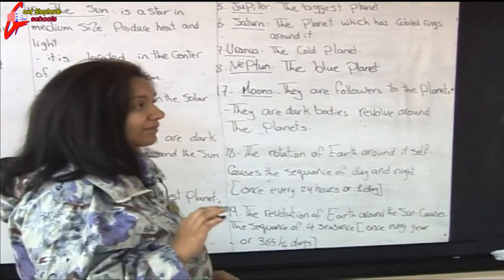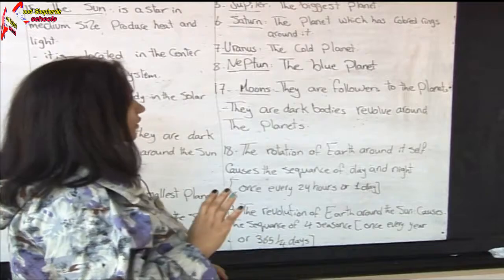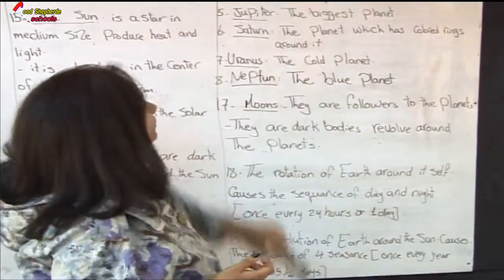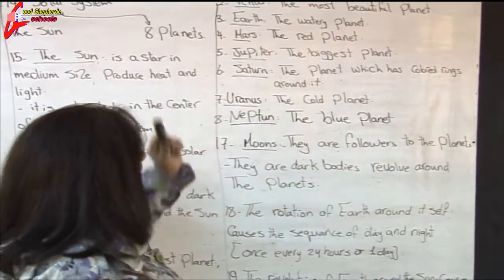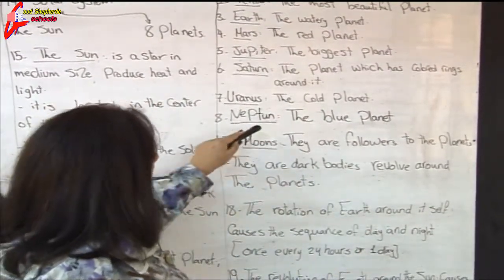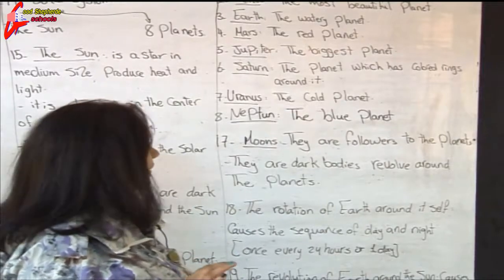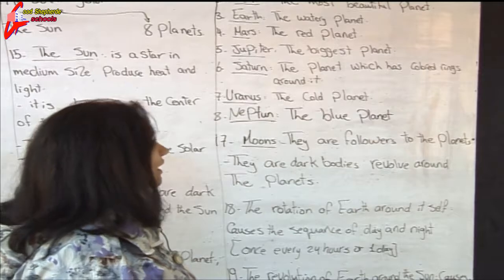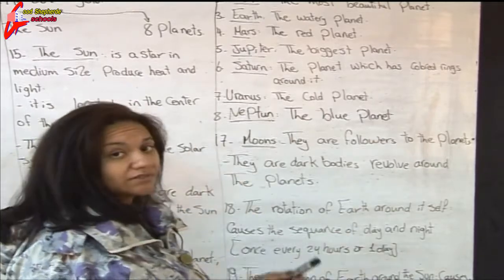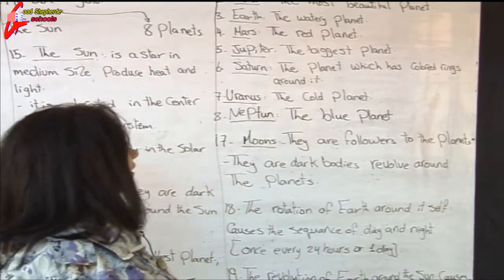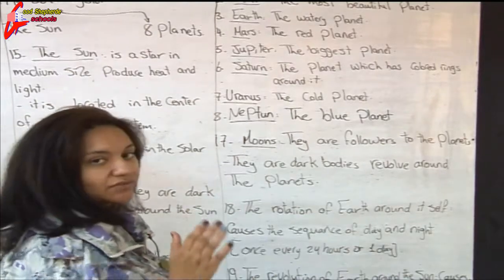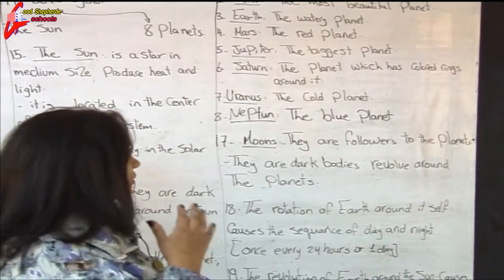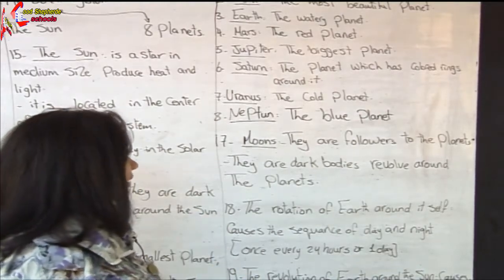Of course, we have many questions in this part. Number 1, the third planet is Earth. The red planet is Mars. The blue planet is Neptune. The cold planet is Uranus. The biggest planet is Jupiter, and the smallest is Mercury. Arrange the planets from the nearest to the farthest. And we have many questions about this part.